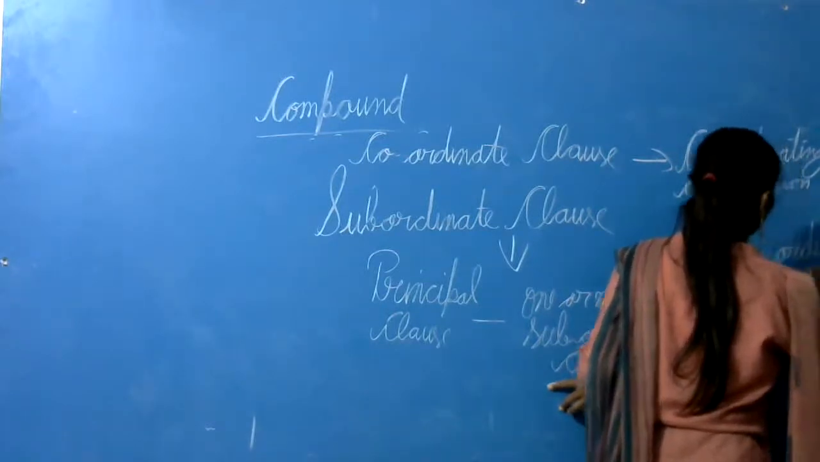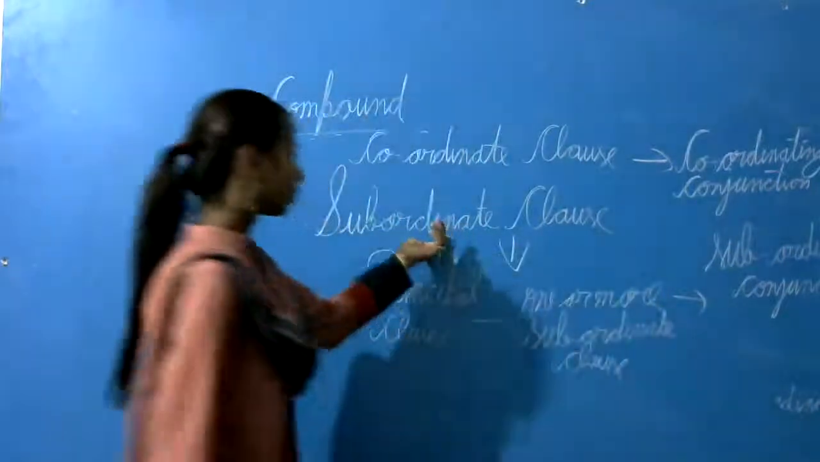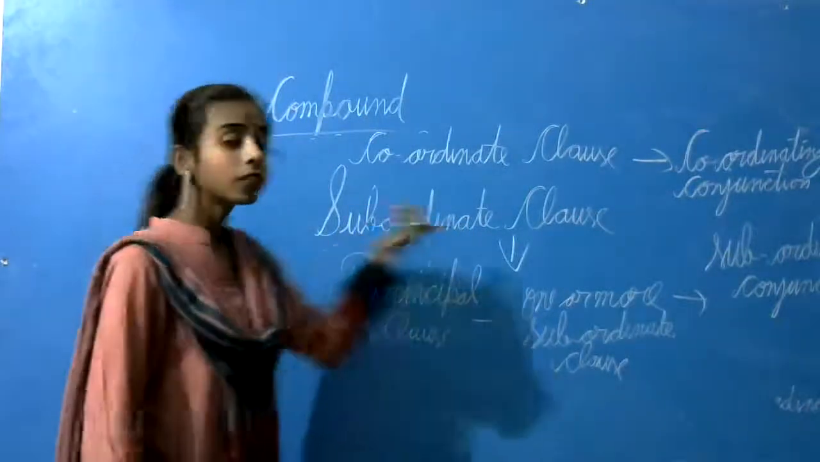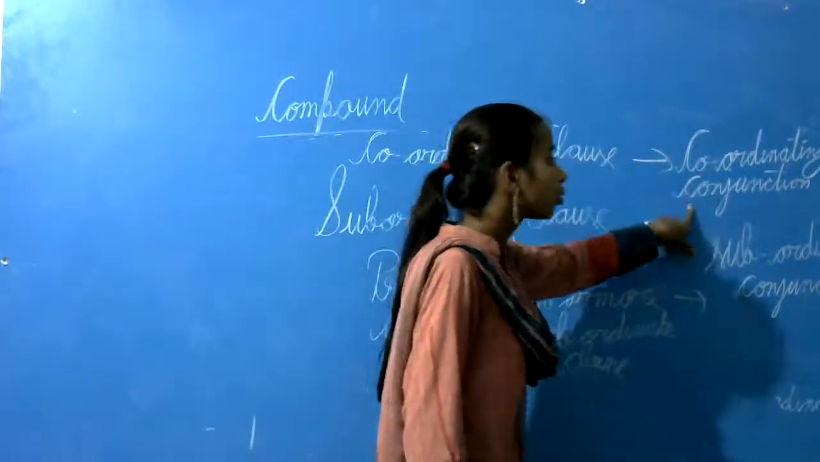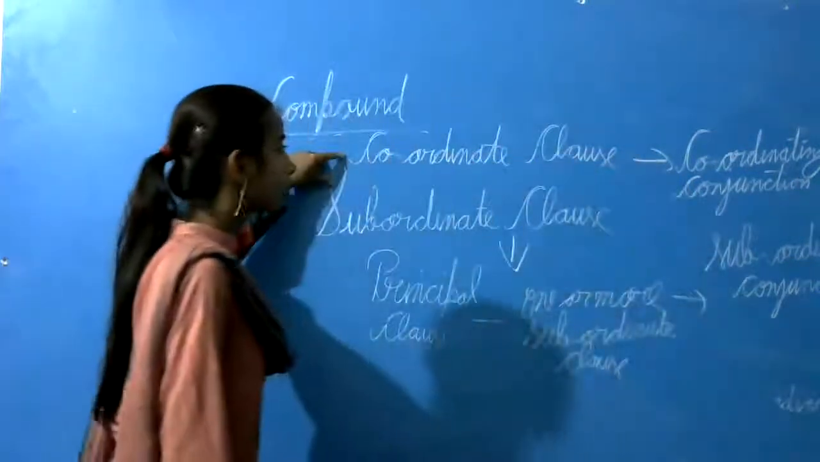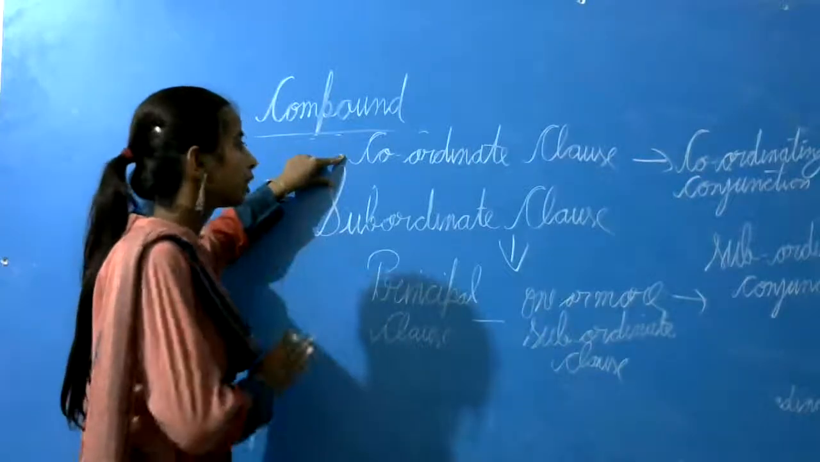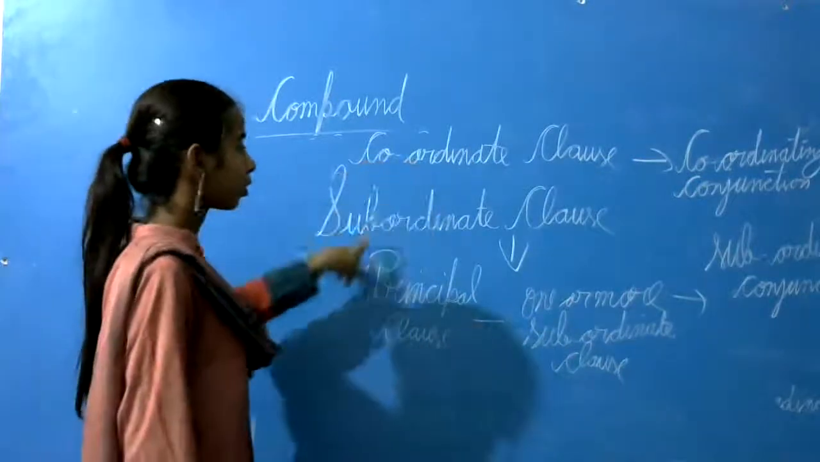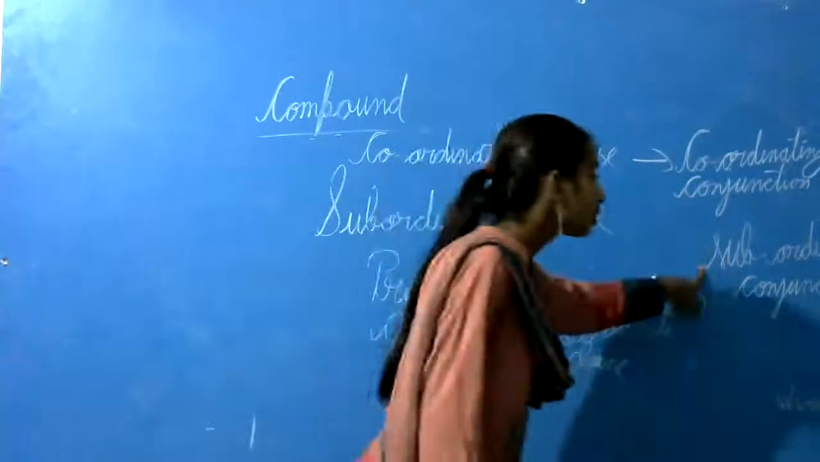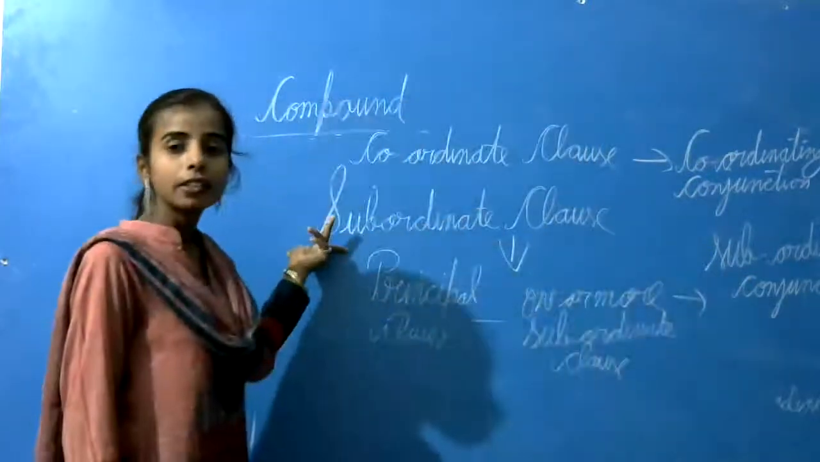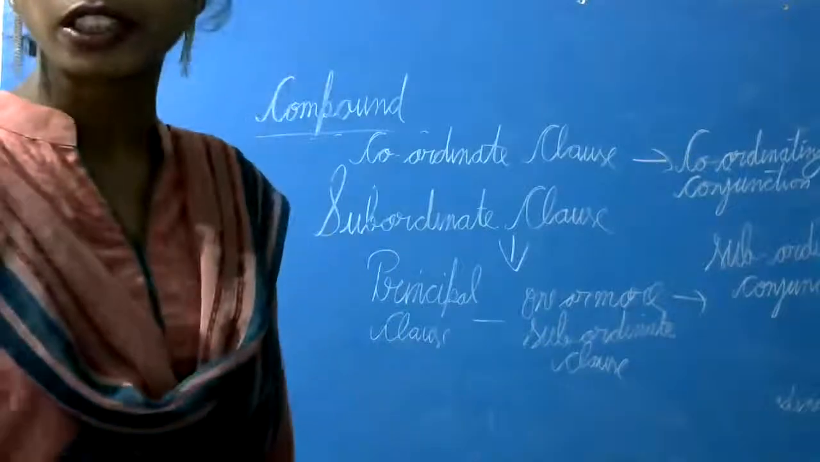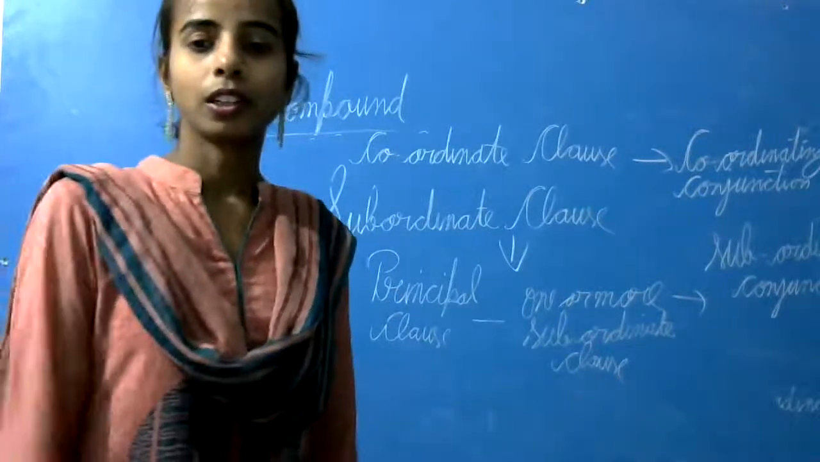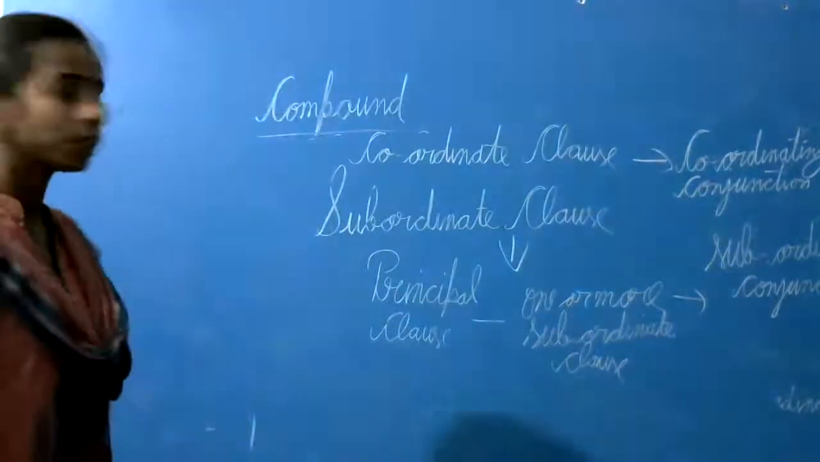What is subordinate clause? The clause that is joined by using subordinating conjunction. What is coordinate clause? The clause that is joined by using coordinating conjunction. The clause that is used by using subordinating conjunction is called subordinate clause. Okay, is that clear? Is this one clear to everyone? Hitesh, Raghavan, noted it down for you.